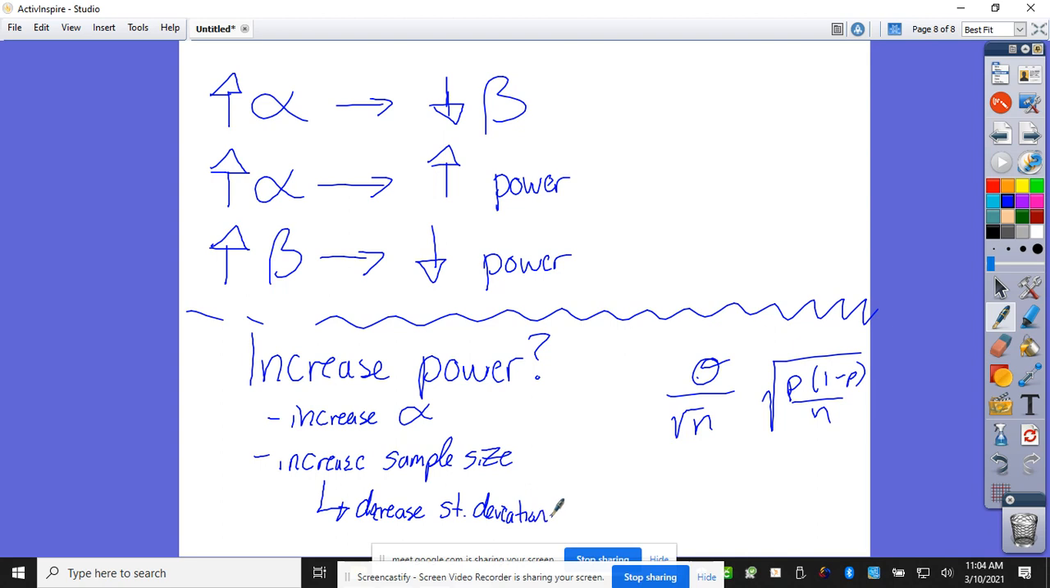They mention it as decreasing standard deviation, but that's not really something you do. It's because we're doing a sample. When you increase your sample size, it does decrease your standard deviation, and I just wanted to mention that. I think it's confusing writing decreased standard deviation because it makes it sound like something you can go change. Questions with increased, decreased power? You're going to see a couple of those today.